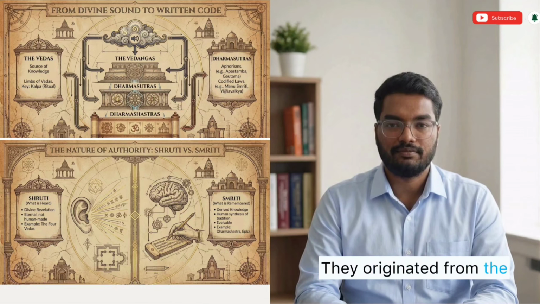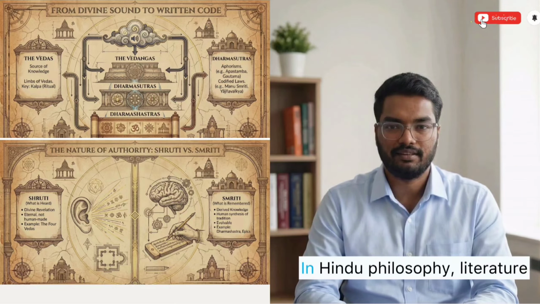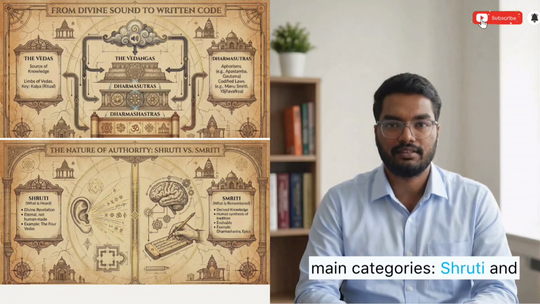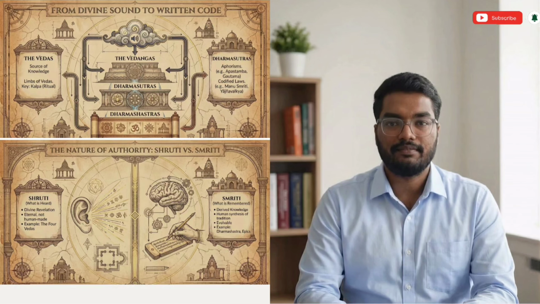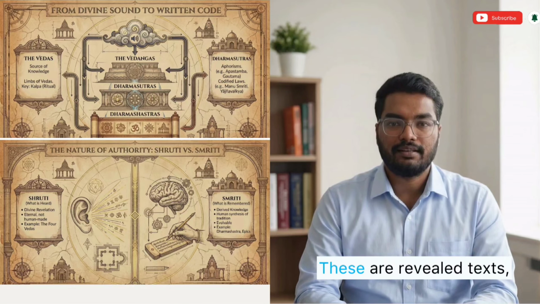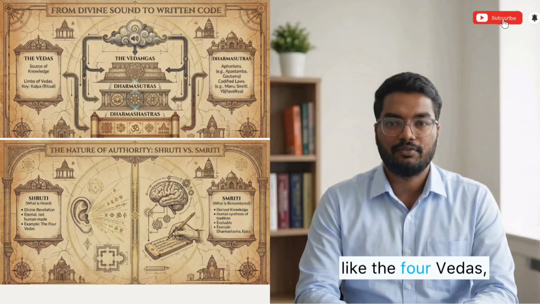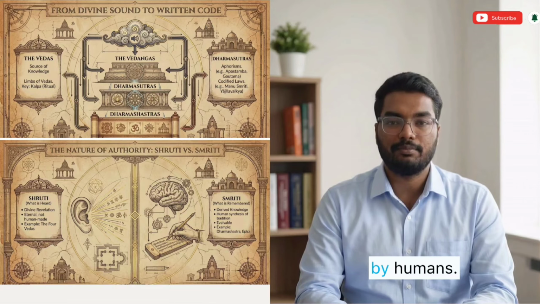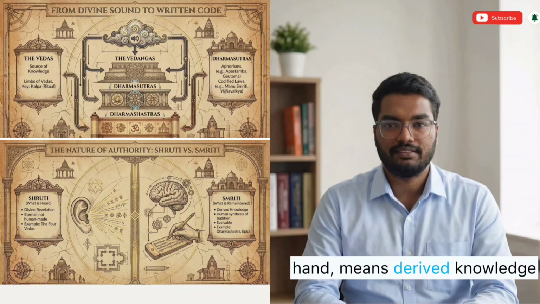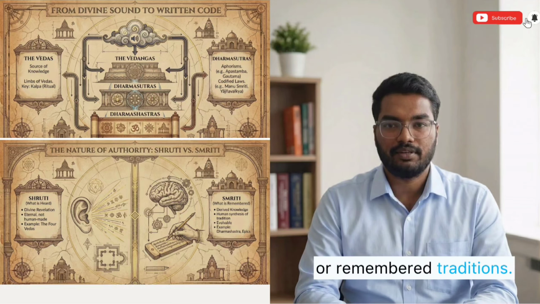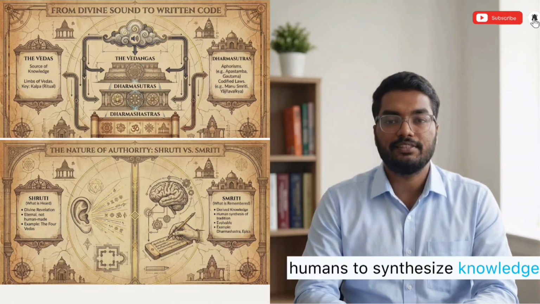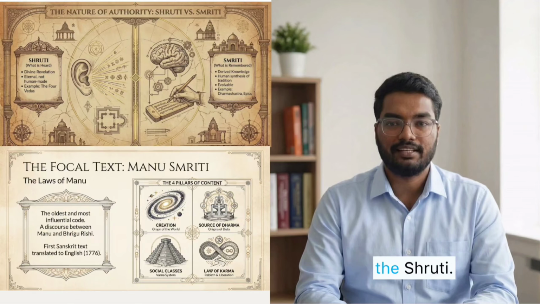They originated from the learning of the Vedas. In Hindu philosophy, literature is divided into two main categories, Shruti and Smriti. Shruti translates to divine sound. These are revealed texts like the four Vedas, which are not created by humans. Smriti, on the other hand, means derived knowledge or remembered traditions. These were generated by humans to synthesize knowledge and help society understand the Shruti.